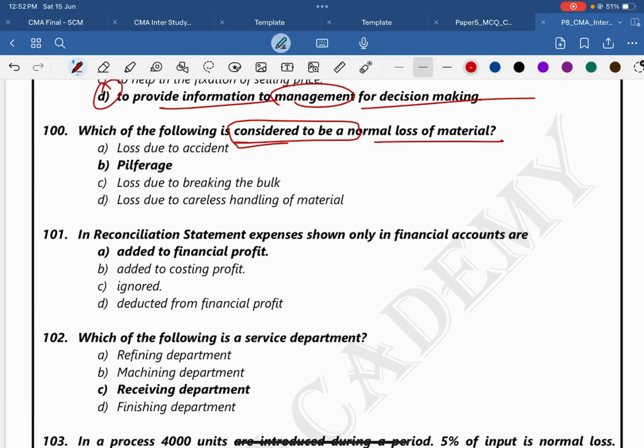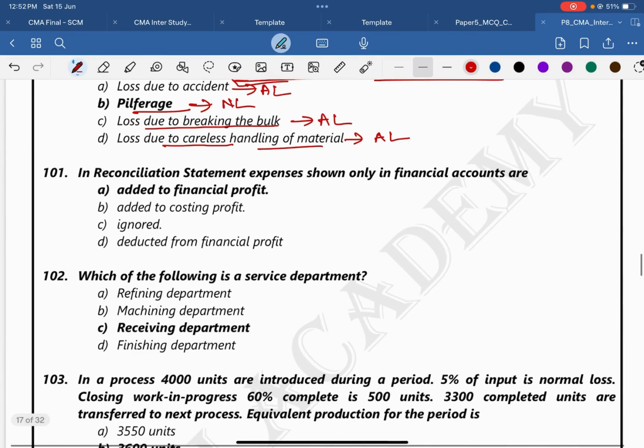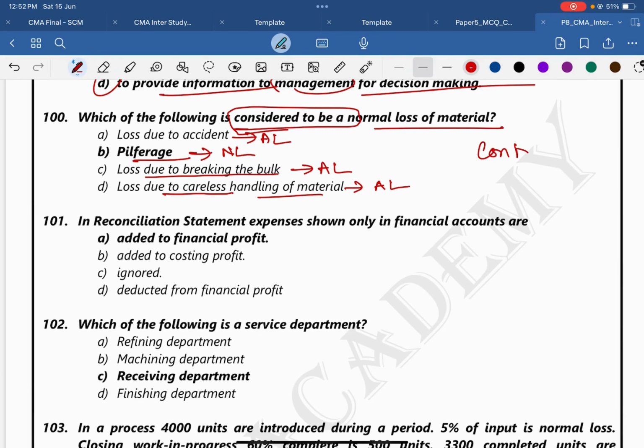The normal loss of material is loss due to accident? It is an abnormal loss. Pilferage, it is due to the nature of that product we are losing, so it is a normal loss. Loss due to breaking of bulk, that is abnormal loss. Loss due to careless handling of a material, it is our mistake, so it is an abnormal loss. A controllable situation is known as abnormal loss. What cannot be controlled, which you cannot stop, that is known as normal loss.